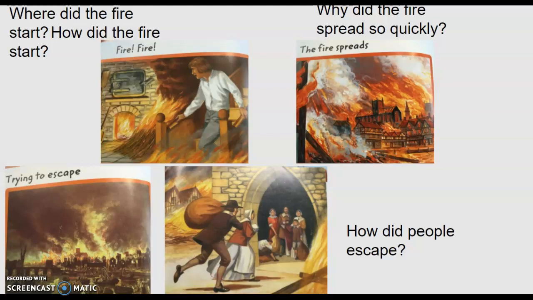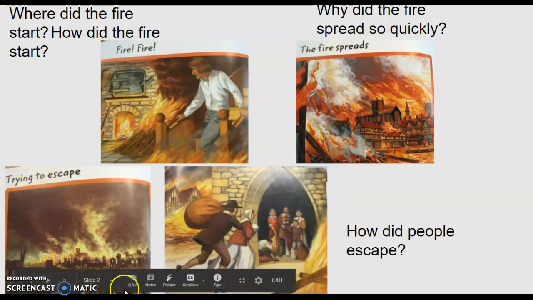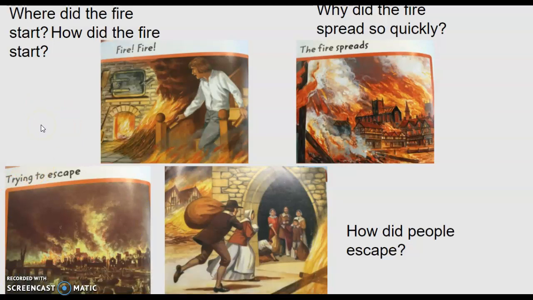Can you think of other reasons? There were some other reasons as well why the fire spread so quickly. Now, let's have a look. So let's go on to this picture here. Have a look. These people are trying to escape. How did they escape? What can you see in the picture? Okay, how did people escape? They had to escape from their houses because they were on fire. They were all burning. So they had to make sure they escaped and went to safety.